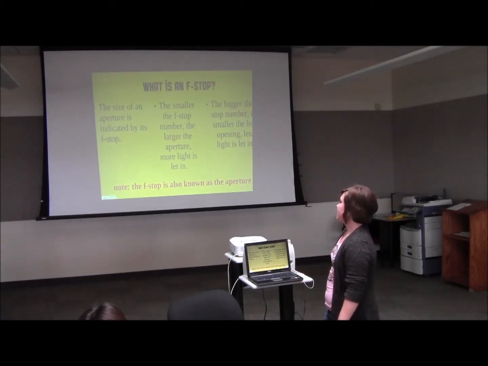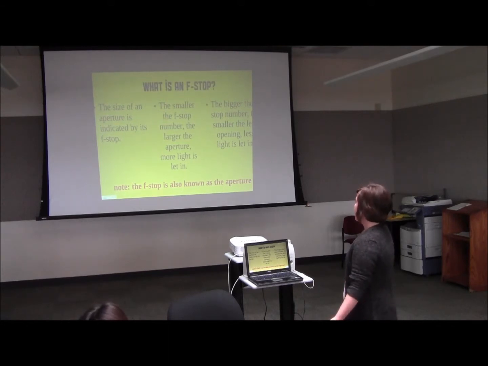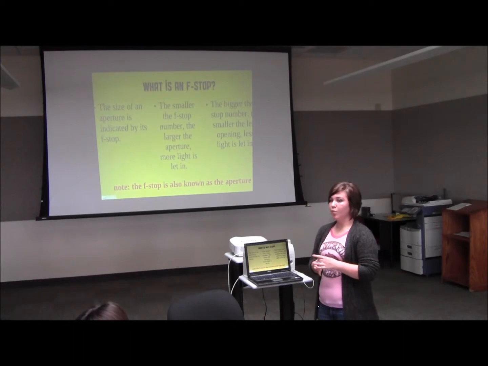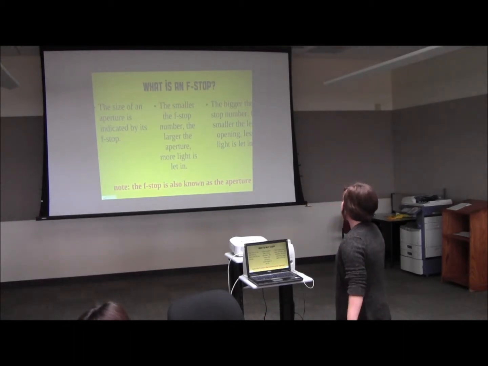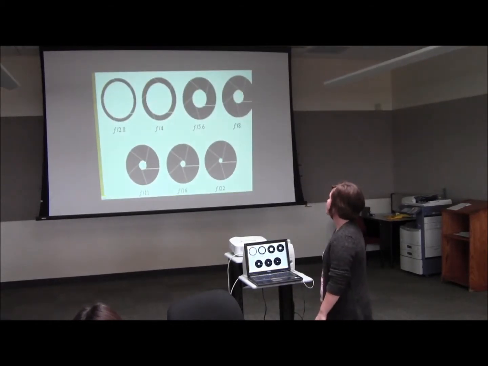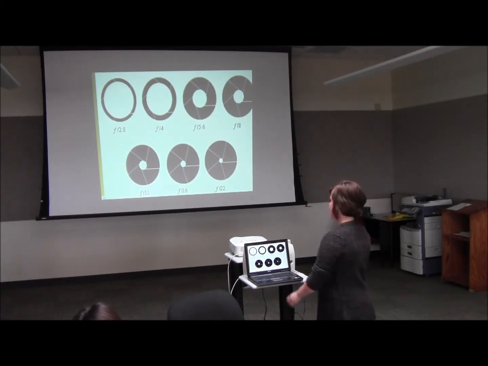The size of an aperture is indicated by its f-stop. The smaller the f-stop, the larger the aperture, and the more light that's let in. And the bigger the number, the smaller the opening, and the less light gets let in. That shows f-stop 2.8, it's all open, lets in a lot of light, compared to f-stop 22, where there's hardly any light in there at all.